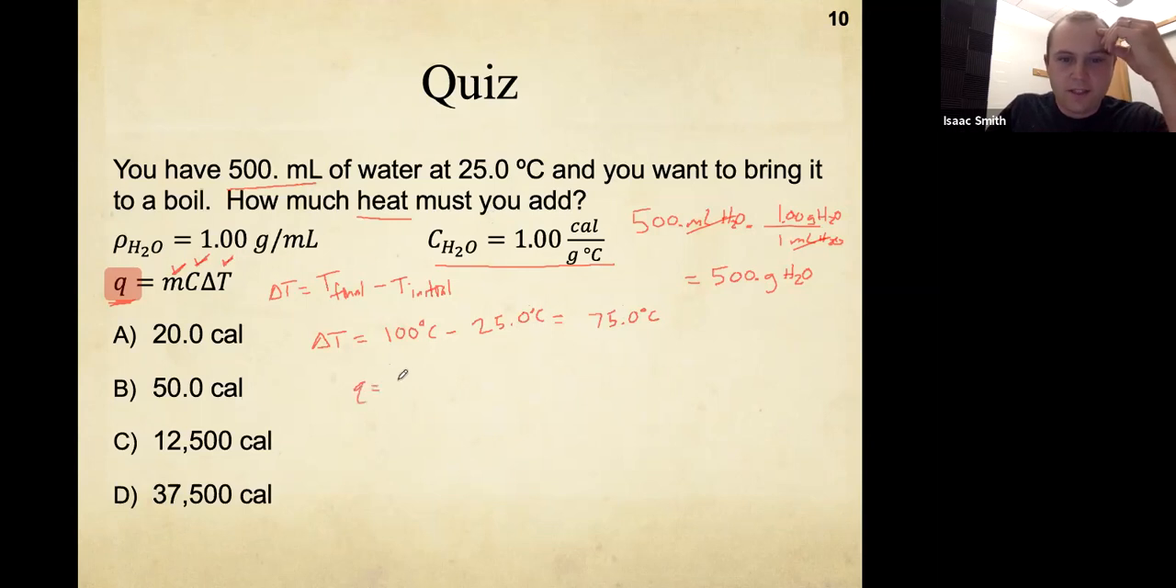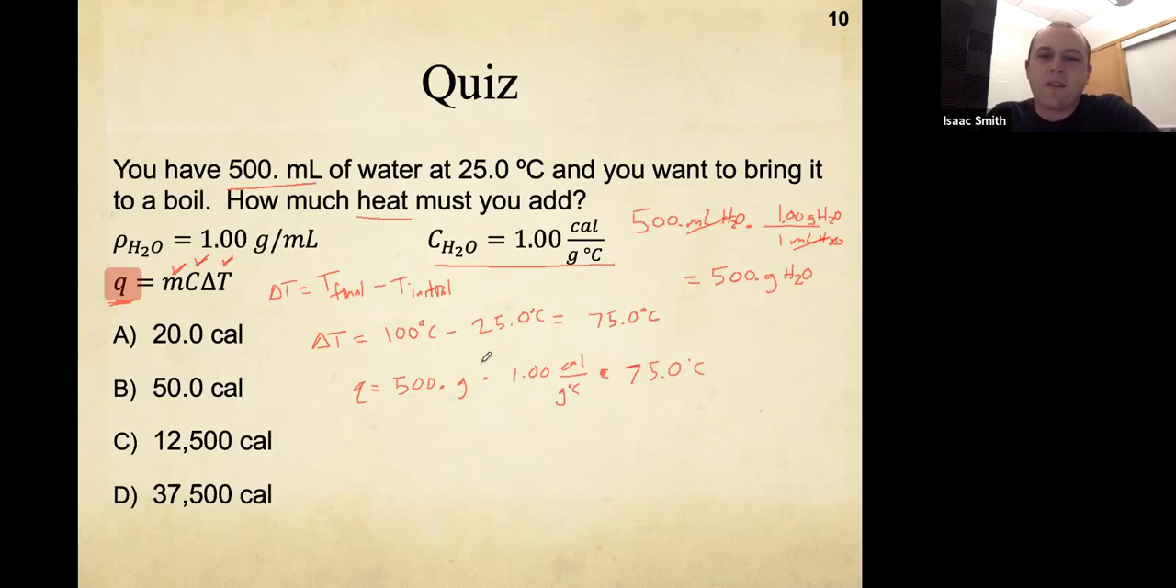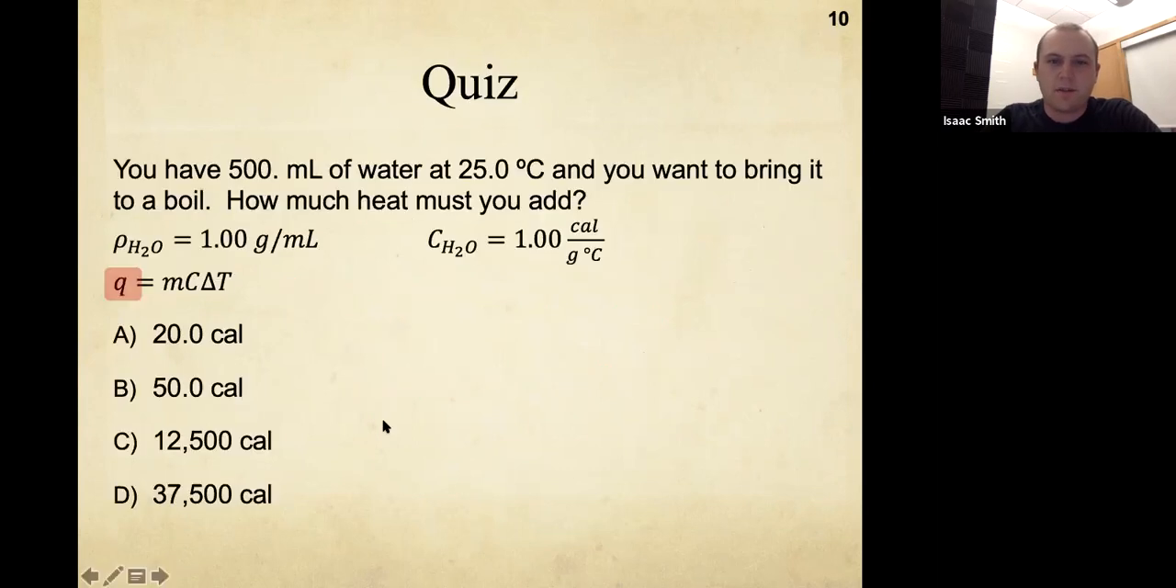So Q is going to equal the mass, which is 500 grams, times the specific heat, which is 1.00 calories per gram degrees Celsius, times delta T, which is, oh, sorry, that should be a multiplication, times 75.0 degrees Celsius. Put this in your calculator. All three of these numbers have 3 sig figs, so your answer is going to have 3 sig figs, right? Okay, I'm just going to run through it on here.